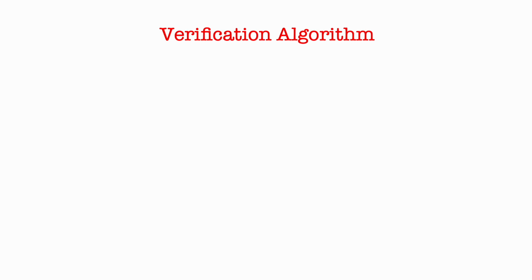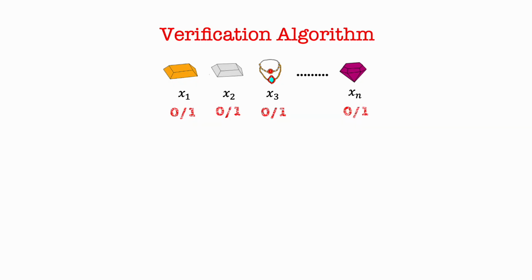A verification algorithm checks whether a proposed solution is valid for the decision version of the knapsack problem. If we can show that the verification algorithm runs in polynomial time, it will be useful for our purpose. In the decision version of the knapsack problem, a solution can be represented as an n-bit string. Each bit corresponds to an item. A bit set to 1 means the item is included in the knapsack. A bit set to 0 means the item is not included.